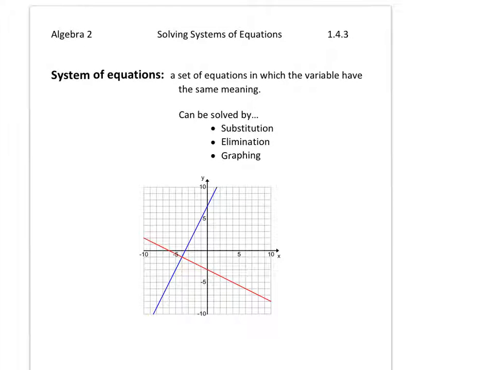All right, so the next thing we're going to use our graphing calculators to solve will be systems of equations, which are sets of equations in which the variables have the same meaning. In your past, we've done them by two algebraic ways, substitution and elimination. You also did them with graphing, but we haven't done that in a while. But now that we have a graphing calculator, we're back to graphing. We're going to graph systems of equations.